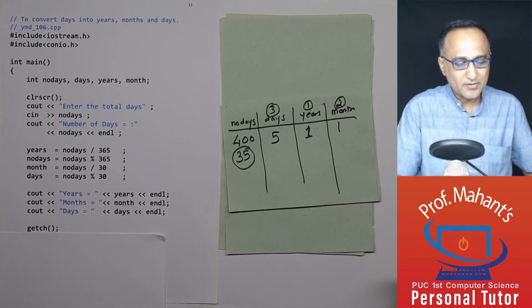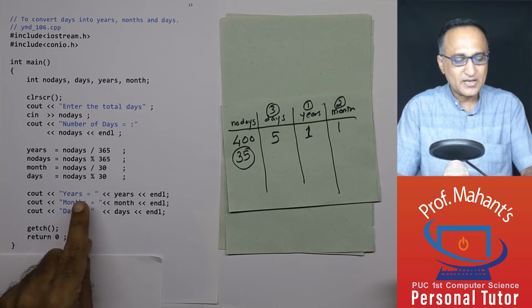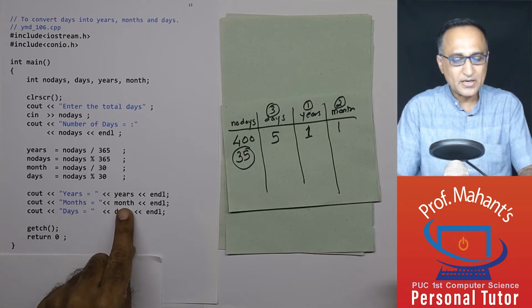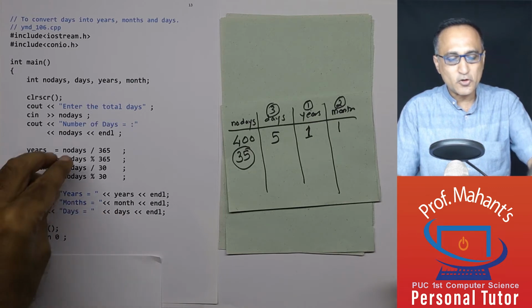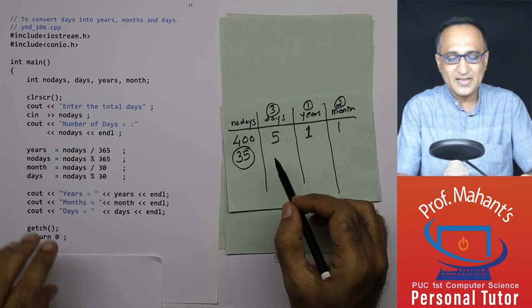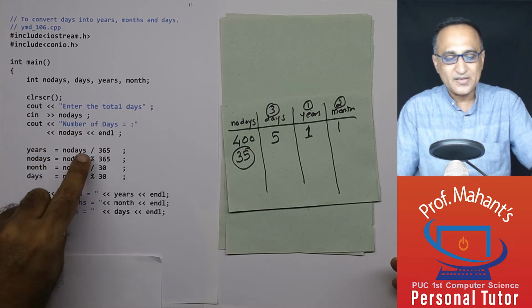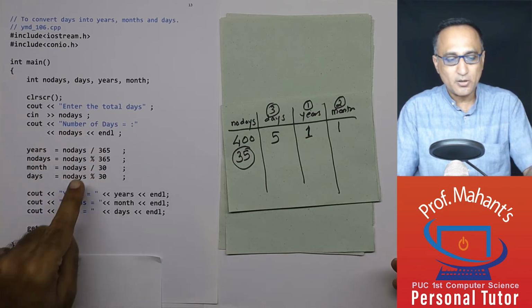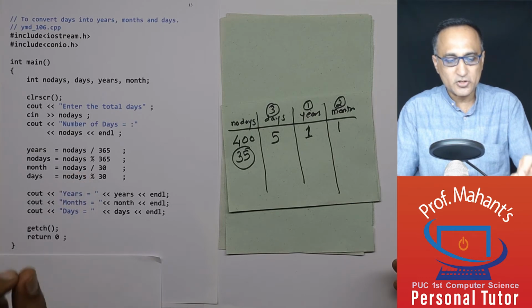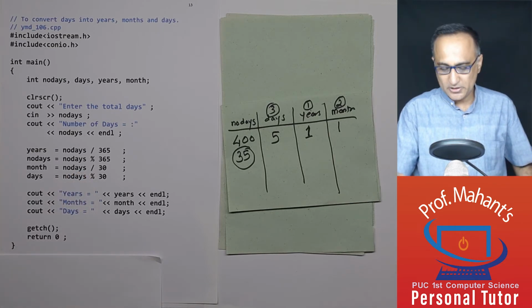Then I go about printing the output. Number of years it will print as 1, number of months as 1, number of days as 5. So on your own, enter different numbers of days, draw a table, do these calculations and try to get the value. Division gives you the quotient, mod gives you the remainder. So just be aware of that particular concept.